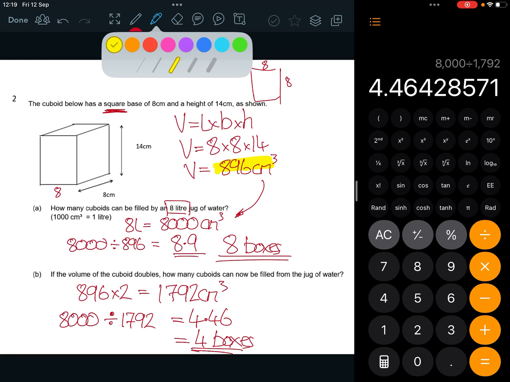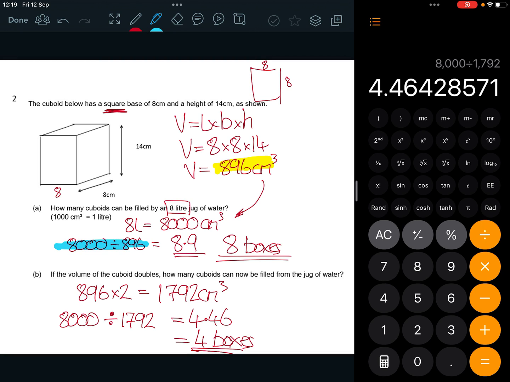I'll just change this wee highlighter. Okay, so exact same calculation. That's using the calculation that you first worked out, and then obviously they're doubling it. So this is when we're going to then divide it by the volume of this shape doubled. And then we just go into the last one.